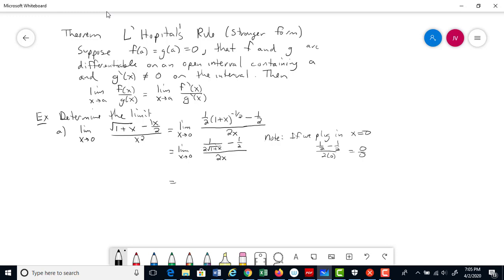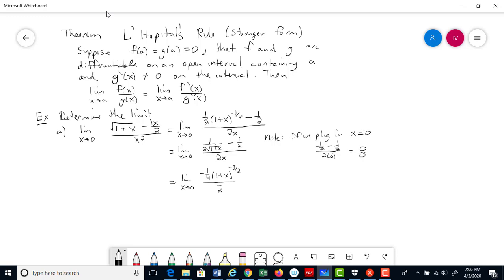Now I'm going to take the derivative looking at this form because it's easier to take derivatives when you have powers. So this is going to be the limit as x approaches 0 of, looking at the top piece, minus 1/2 times 1/2 is equal to minus 1/4 times 1 plus x, and then dropping this power down by 1 is going to be minus 3 halves. The derivative of 1 half is 0, so that's easy. And then on the bottom, the derivative of 2x is 2.